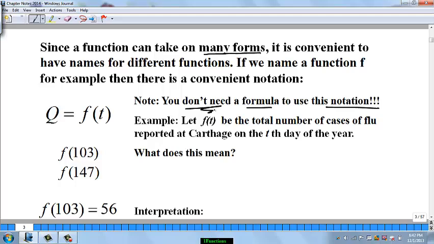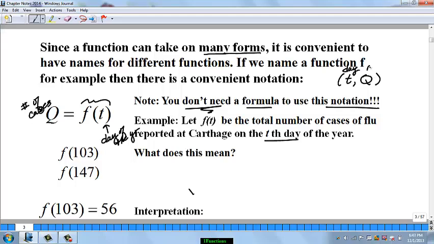Example, let f of t be the total number of cases of flu reported in Carthage. So right here, this is the number of cases of flu, on the 10th day of the year. So t is the day of the year, and f of t, which is actually q, is going to be the number of cases of flu. So if I were going to do a point here, my point would be t, because that's my input, and my output is q. So this is the day of the year, and this is the number of cases of flu. Okay? You could also write this as t, f of t.